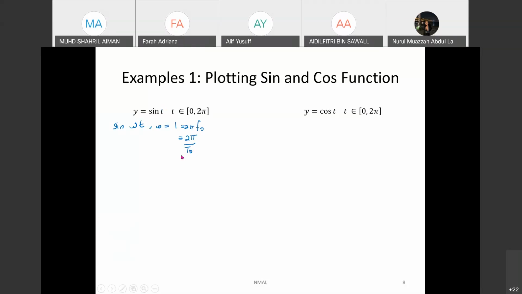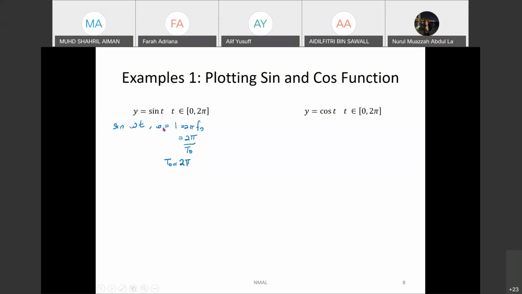Why do I obtain it like this? Because f naught is equal to 1 over t naught. So if you rearrange, the most important thing is you need to get this number, t naught. Because when you want to plot, you need to know the duration of one whole cycle of the signal. So t naught is equal to 2 pi. You need to get t naught because you need to know the values of one cycle for the sine. Once you have t naught, then you can draw.